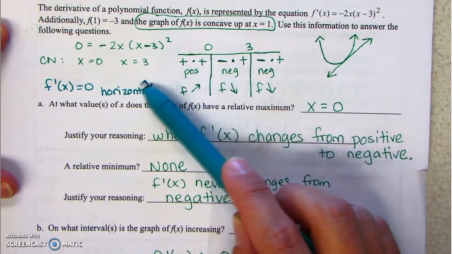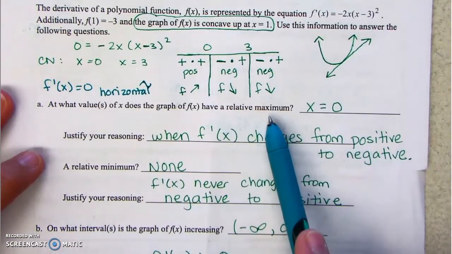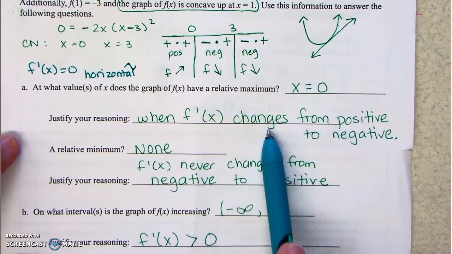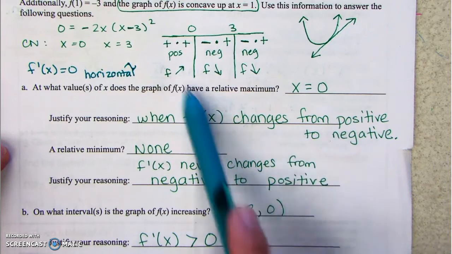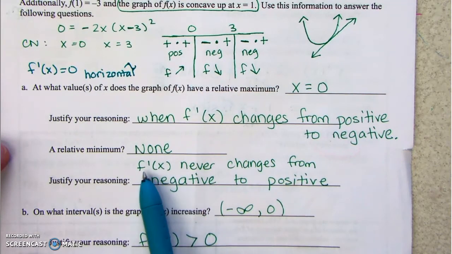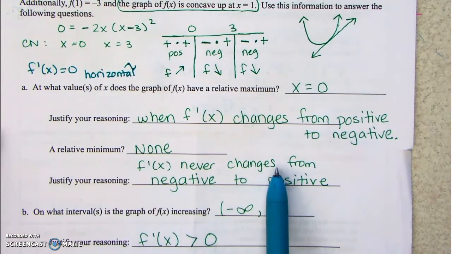You need to always show all of your work in order to get full credit. So at what values of x does f have a relative maximum? 0, because f prime changes from positive to negative here and here. It does not have a relative minimum, because you still have to justify your reasoning even if the answer was none, if there's a spot to do so. f prime never changes from negative back up to positive.